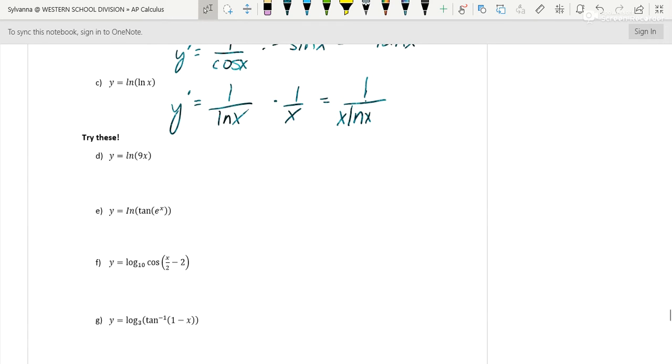Okay, so the derivative of y equals ln of 9x. The derivative of ln is 1 over whatever you see in the bracket, and then multiplied by the derivative of 9x, which is just 9. The 9s will cancel out, so you're just left with 1 over x here.